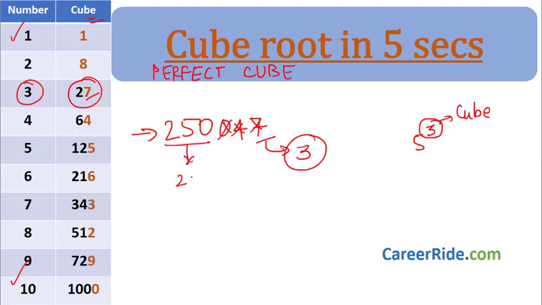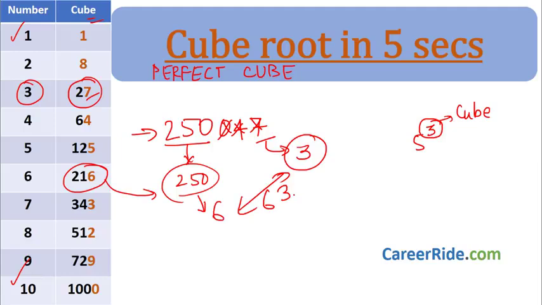What is this? 205. Now which is the nearest perfect cube to 205 and less than 205? We have 1, 8, 27, 64, 125, 216, 343. So 216 is nearest to 205 and less than 205. 216 is the cube of which number? 6. So we'll have 6 over here. So the answer is 63. See how easy it was. There's nothing to do. You just get two numbers and write them side by side and get the cube root.